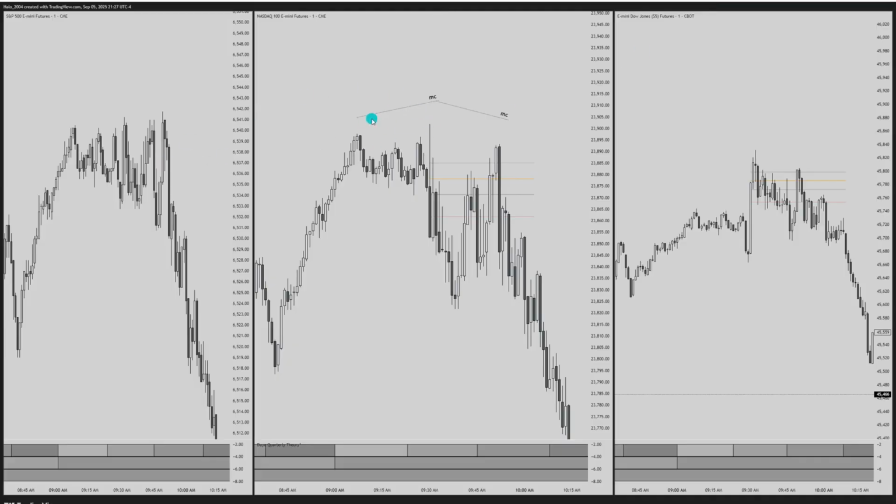Microcycle hidden sequential SMT at the highs, Q1, Q2. NQ doesn't close above, ES closes above, YM closes above. They all take the high, right? But NQ doesn't close above. So, microcycle hidden sequential SMT, followed by a distribution of the 930 candle. The 930 candle hosts a distribution lower.